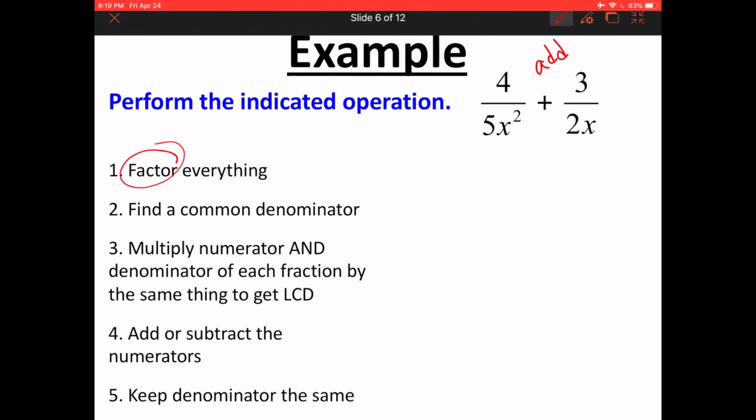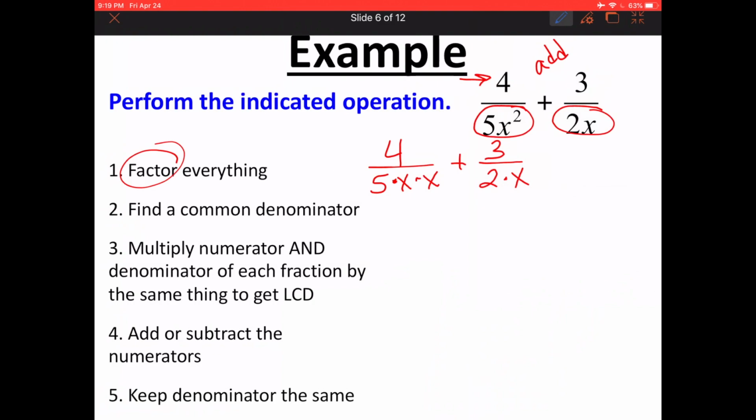Here they're asking us to factor everything. So there's not much to factor, okay? Because what we want to factor are those numerators, all right? We do want to factor the denominators if it's a work backwards, but that 4, we're not going to factor that. So I'm going to have 4 over 5 times x plus 3 over 2 times x.